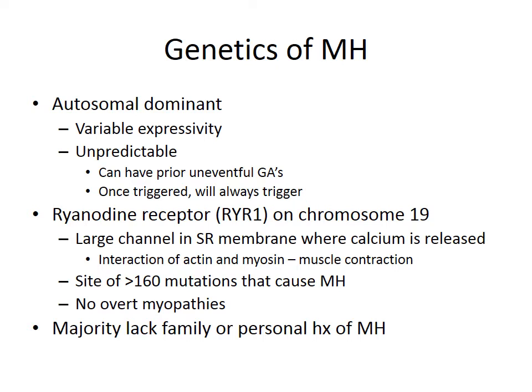There is not just one potential mutation within this receptor that can cause MH. There's actually more than 160 and counting mutations. Having said that, these patients do not exhibit overt myopathies. They actually function normally, and this is typically the first time that any type of issue with muscle contraction is ever experienced. The majority of these families lack familial history and/or personal history of MH.